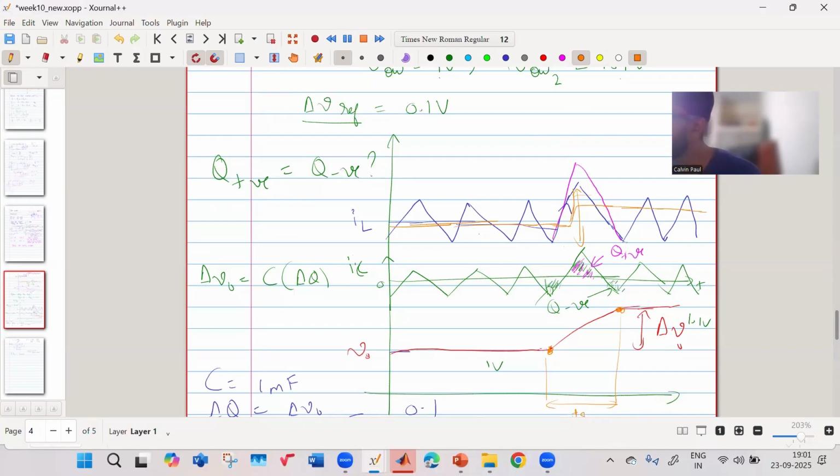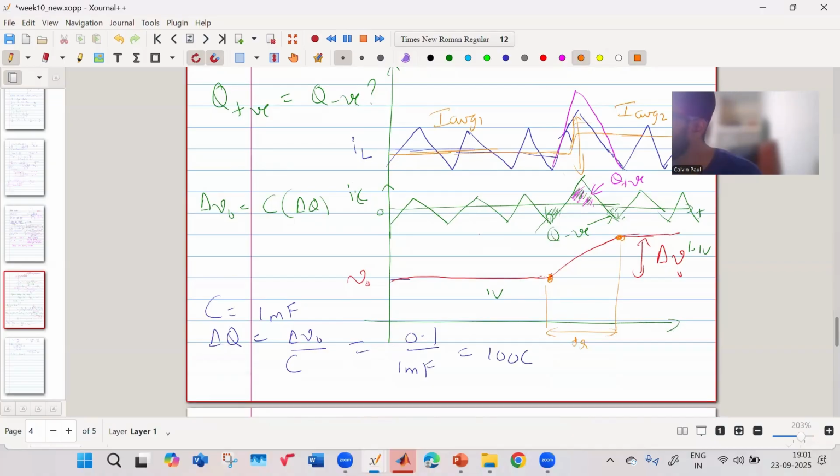Suppose this is your I average 1, this is your I average 2. So your I average 1 is equal to V1 upon R, and your I average 2 is equal to V2 upon R. But your delta V is like 0.1 volt, so it changes slightly, but not much. But it will change. Okay, so that should also have been there in the waveform, not drawn properly. It's good you pointed it out. I average will change slightly.